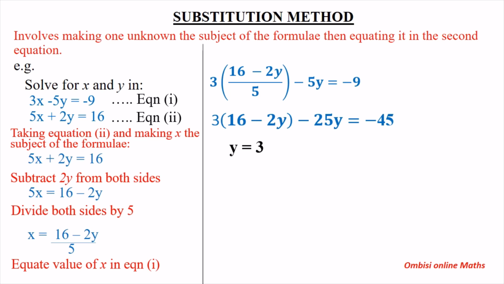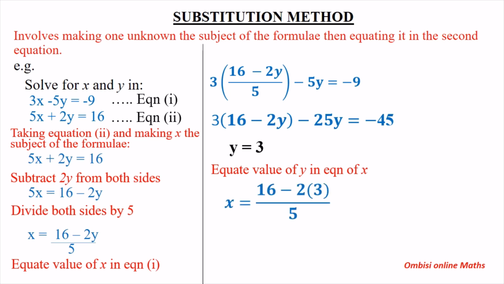Now after finding the value of y equals 3, you can either substitute it in equation 1, equation 2, or the value of x. So you substitute the value of y in the equation of x. So the equation of x becomes 16 minus 2y, where y is 3, over 5. And this one gives x equals 2. So therefore, we can see we have established by the substitution method that the value of x is 2 and the value of y is 3. And that is how the substitution method is used.